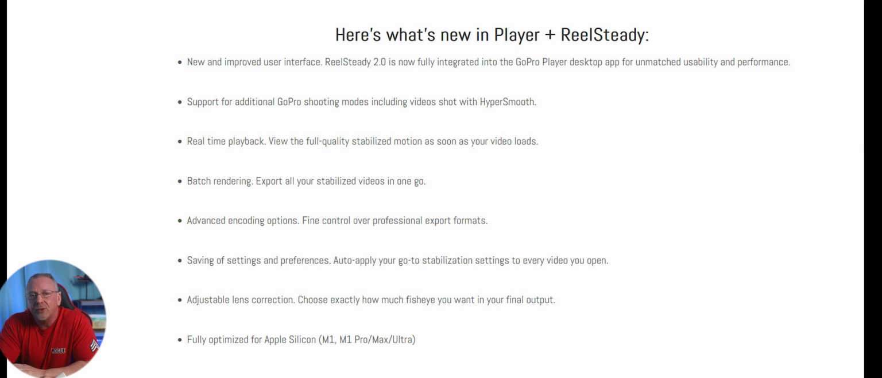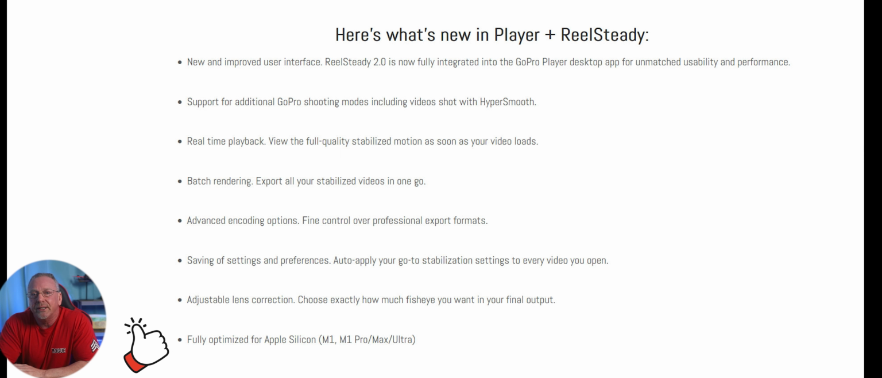And highlights of the new player with ReelSteady are, it's got a new and improved user interface. As I mentioned, the new ReelSteady 2.0 is fully integrated into the GoPro Player desktop app. You have significantly more shooting modes available to you for stabilization with ReelSteady. You have real-time playback. You can actually view the full quality stabilized footage within the app itself. Several encoding options, now things like Cineform, ProRes, HEVC, and H.264, as previously mentioned. And you can save your settings and preferences to apply to future footage. You also got adjustable lens correction, so you can choose how much fisheye or any type of fisheye that you want in the final output of your videos.